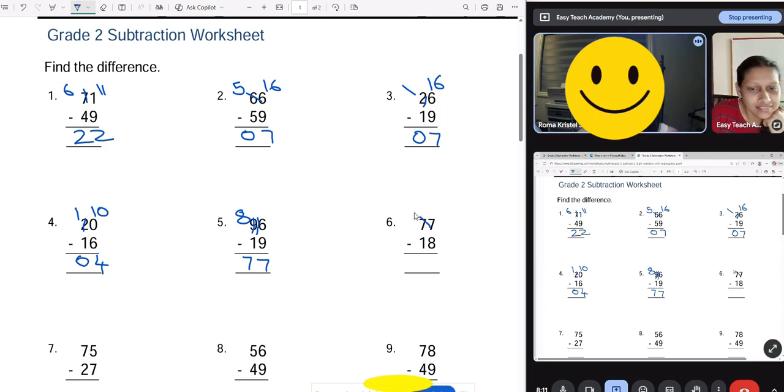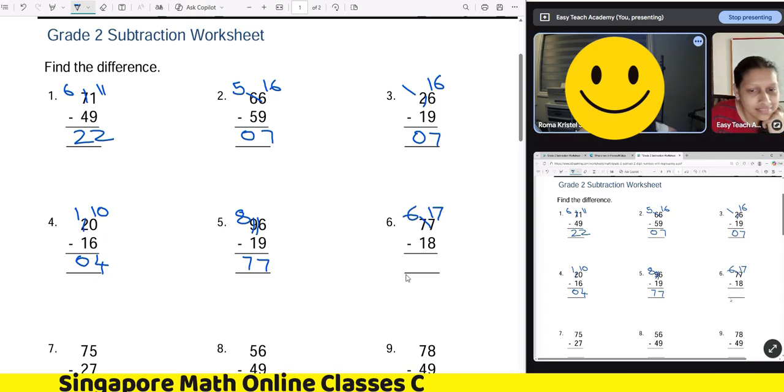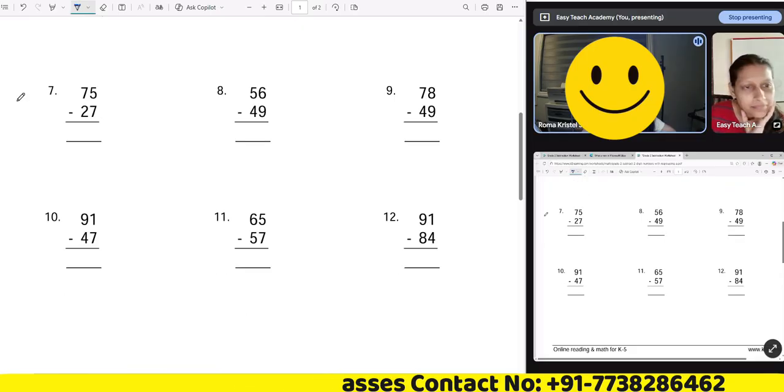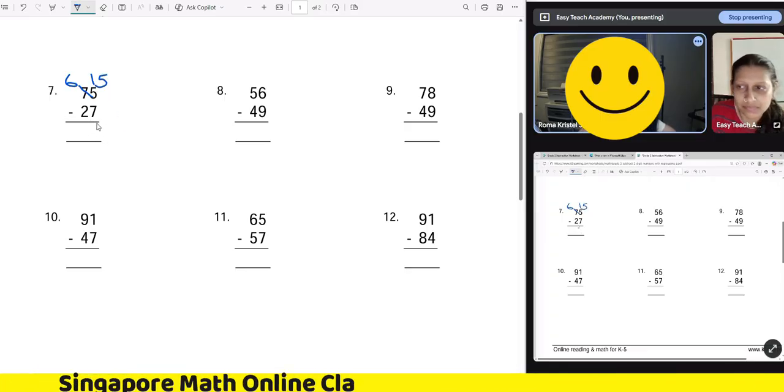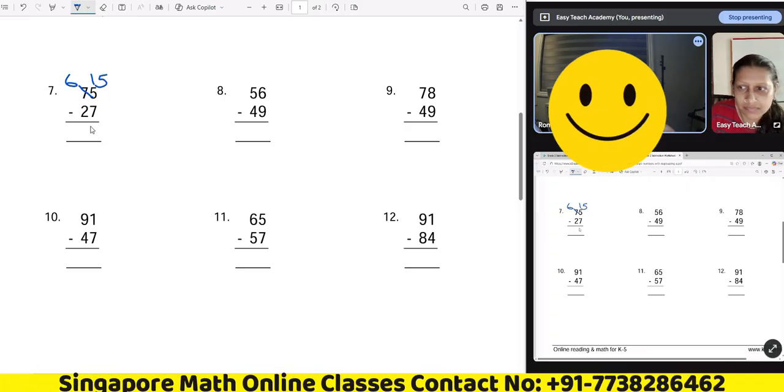Good girl. 7 minus 1 equals 6. 7 becomes into 17. 17 minus 8 equals 9. 6 minus 1 equals 5. So 59. Good. Next. 7 minus 1 equals 6. 5 becomes into 15. 15 minus 7 equals 8. 6 minus 2 equals 4, so 48.